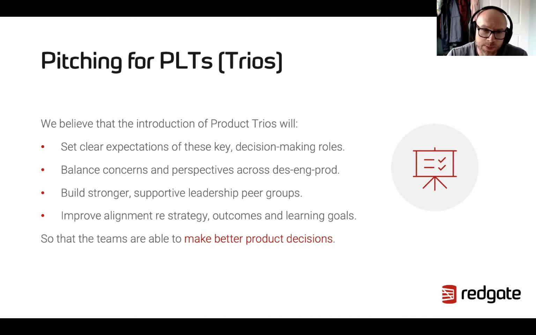We'd set clearer expectations of these key decision-making roles. We'd see a better balance of concerns and perspectives across design, engineering and product. We'd be able to establish stronger, more supportive leadership peer groups. And we'd see improved alignment around strategy, outcomes and learning goals. Ultimately, we were hedging an informed bet that the introduction of cross-functional leadership would lead to teams making better product decisions.